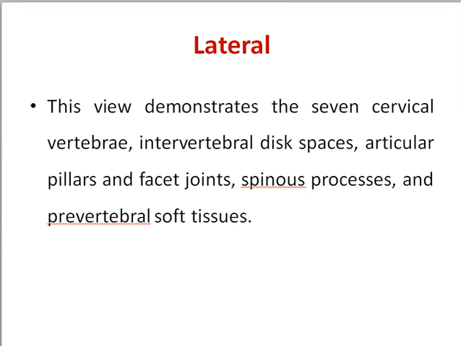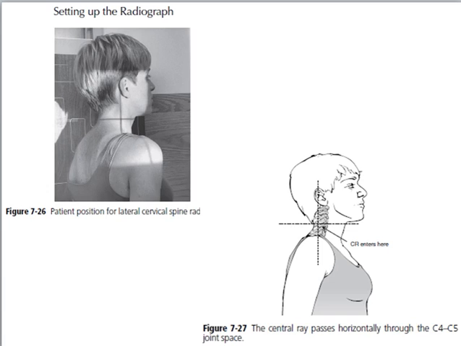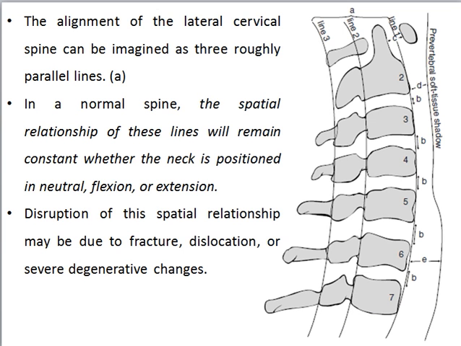In the lateral view, we want to look for the cervical vertebrae, the intervertebral disc spaces, articular pillars, and the facet joints, as well as the spinous process and pre-vertebral soft tissues. Okay, so in the lateral view, we look for all these structures, and this is the normal orientation of the patient as well as the position of the central ray. The lateral view is really very important because we want to look at all these structures.